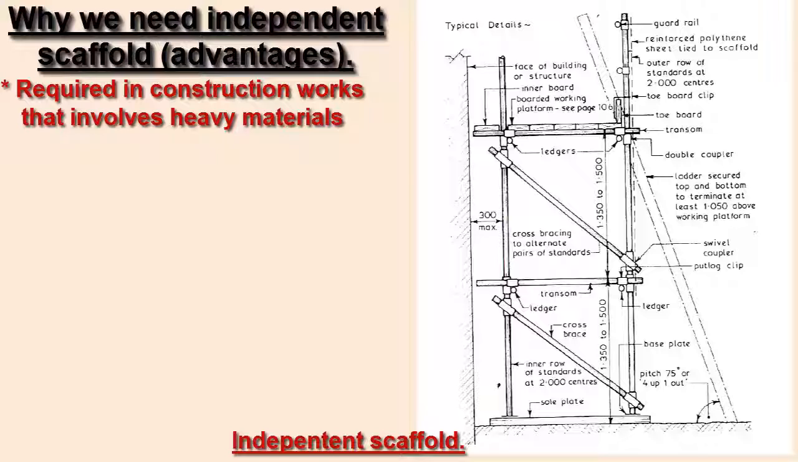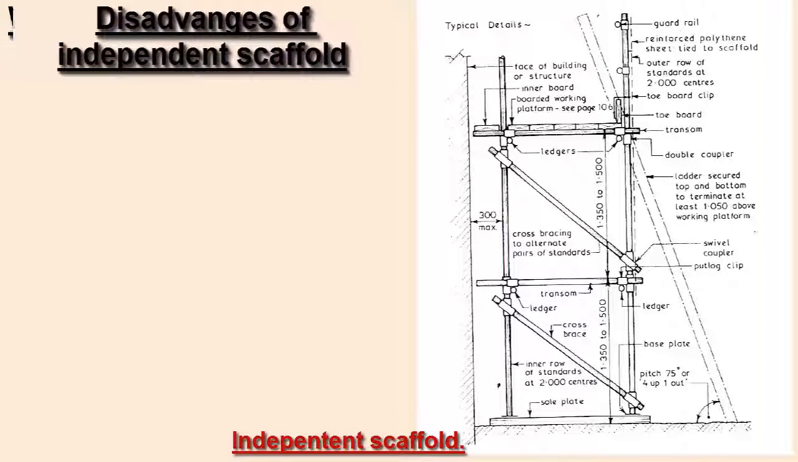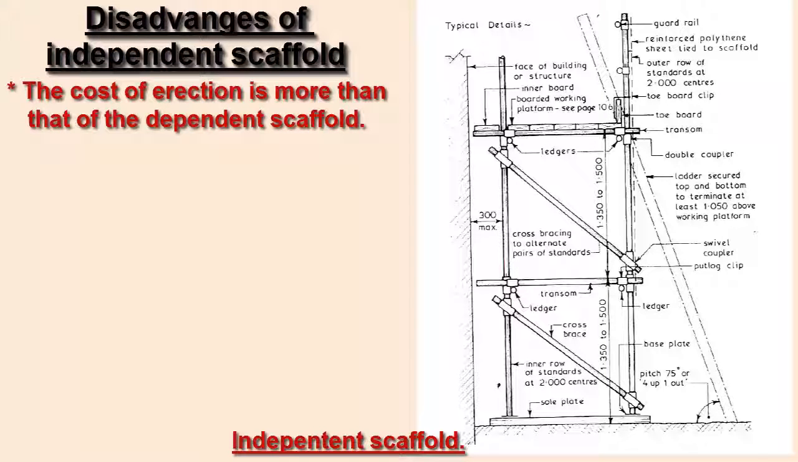Somebody will say, why do we need independent scaffold where it requires a double row? One, it is stronger, and it can carry a heavier load. But the disadvantage is the cost. The cost of erecting it is more than that of the dependent scaffold.